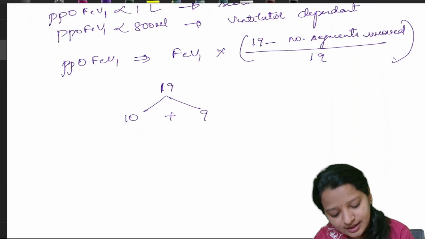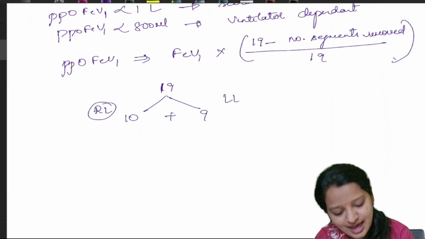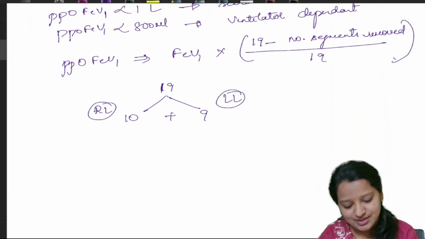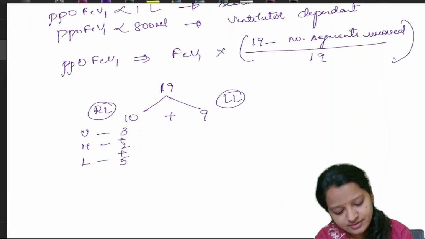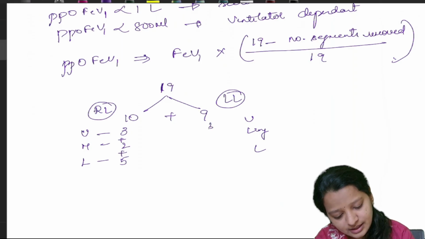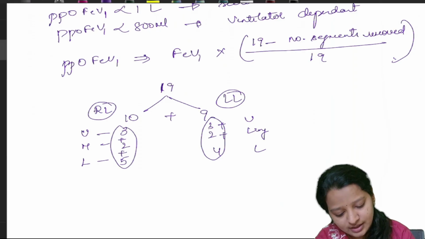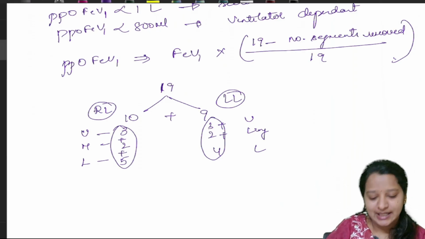10 plus 9. The right lung has 10 segments and the left lung has 9 segments, right? So, upper lobe, middle and lower: 3 plus 2 plus 5, right? For the right lung. For the left lung, upper lobe, lingula and the lower lobe: it is 3 plus 2 plus 4. So, total 9. And here 10, total comes to 19 segments.